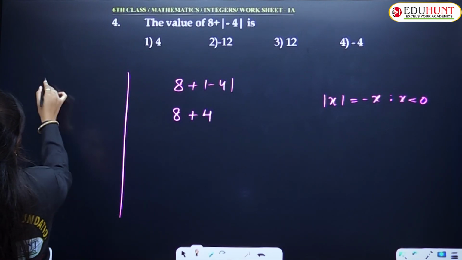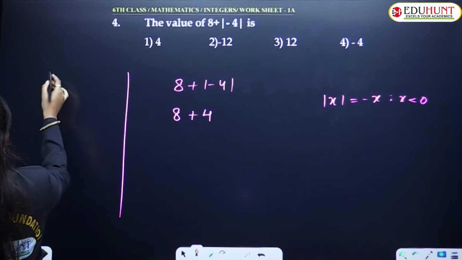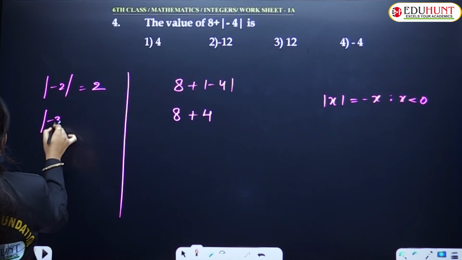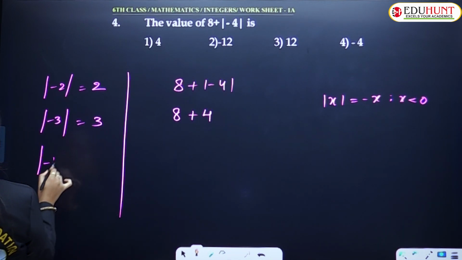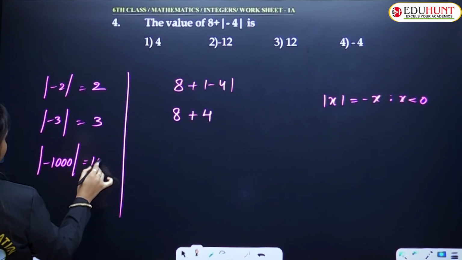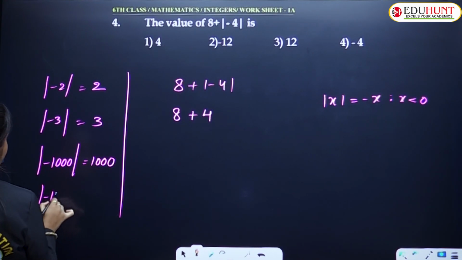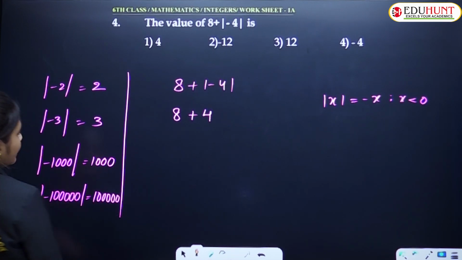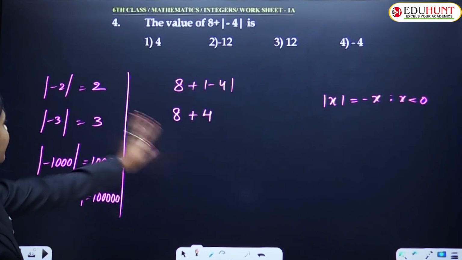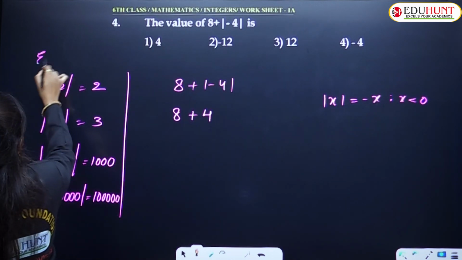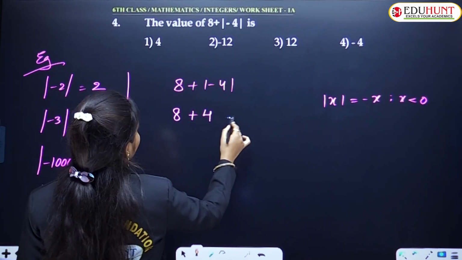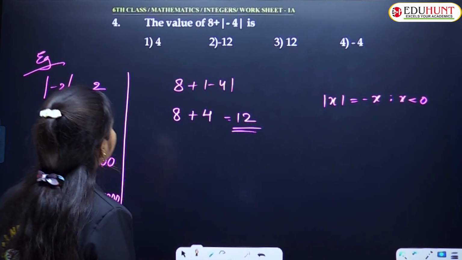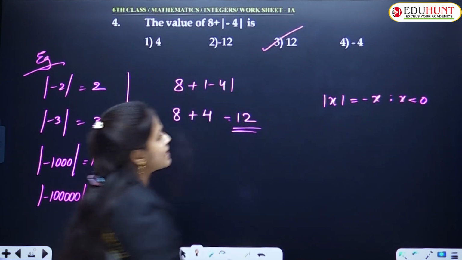Here I will write: modulus of minus 2 is again 2. Modulus of minus 3 is again 3. Modulus of minus 1000 is the positive value 1000. Modulus of minus 1 lakh is again positive 1 lakh. Did you understand this example? So as per this, we write modulus of minus 4 as 4. So 8 plus 4 is equal to 12. Understand? So which option is correct here? Positive 12. Option 3 is correct.